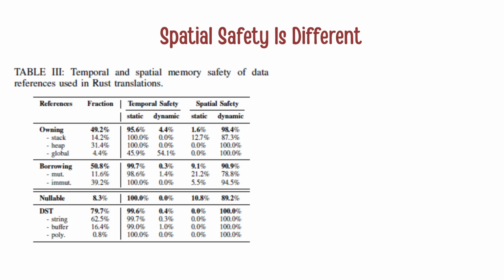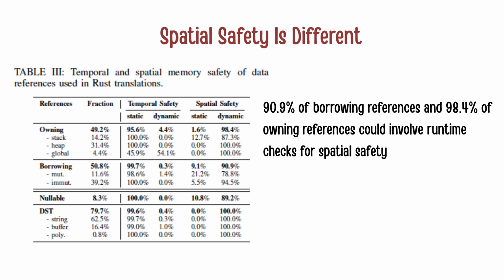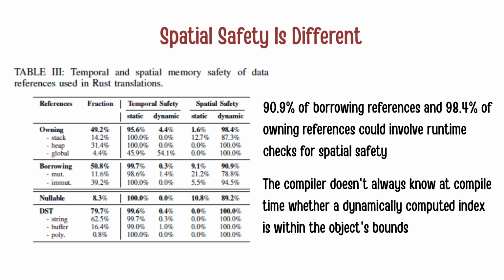There's another important distinction. While temporal safety was overwhelmingly handled statically, spatial safety was different. Spatial safety protects against accessing memory outside its valid boundaries. The researchers found that around 90.9% of borrowing references and 98.4% of owning references could involve runtime checks for spatial safety. This makes sense. The compiler may know that a reference is valid, but it doesn't always know at compile time whether a dynamically computed index is within the object's bounds. So, Rust can insert a runtime bounds check. If the program attempts an invalid access, Rust prevents the memory violation instead of silently allowing undefined behavior.